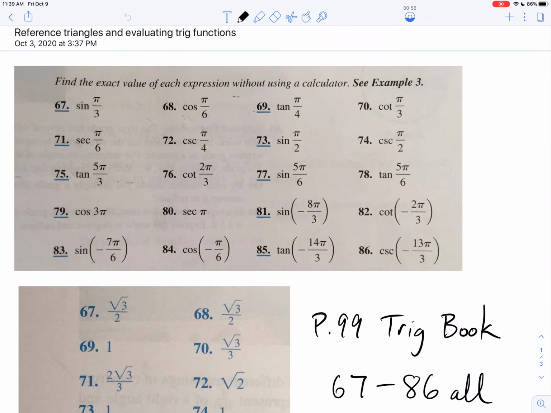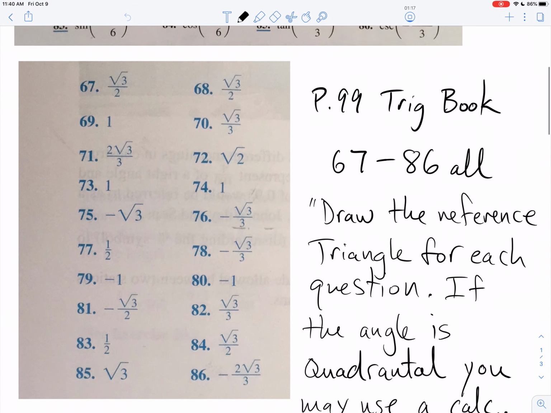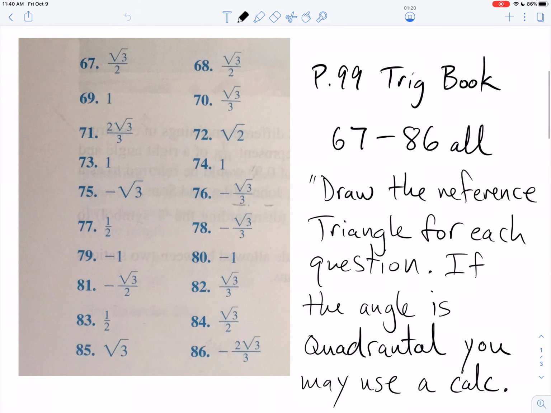This is page 99 in the trig book. Some of these are negative angles too. So remember, negative angles are people too. They just rotate clockwise instead of counterclockwise. But you'll notice some of these angles are quadrantal. If they are quadrantal, you may use a calculator this time. So here we go. Here's the answer key for those ones too.